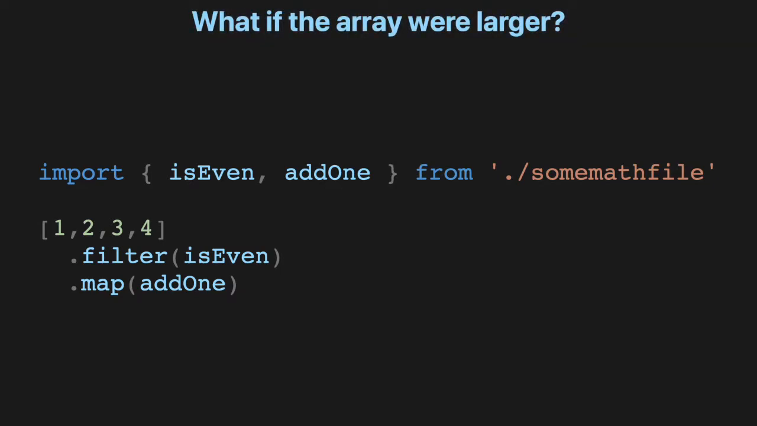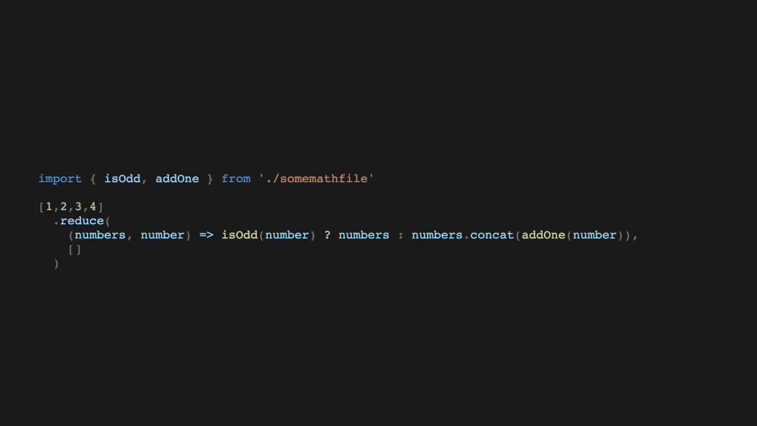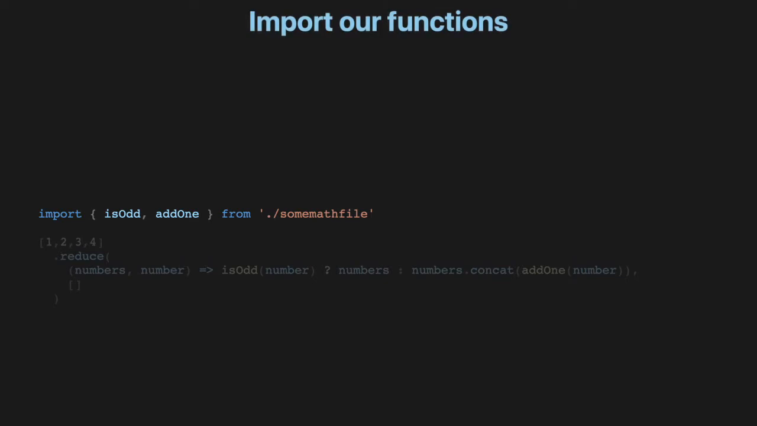And there's another problem. What if the array were larger? We're dealing with 4 elements, but you can imagine if we were dealing with a few thousand, it might be different. Okay, so how would we handle something like that? Well, let's look at the example on the screen and walk through the code. So first, we're just going to import some functions.